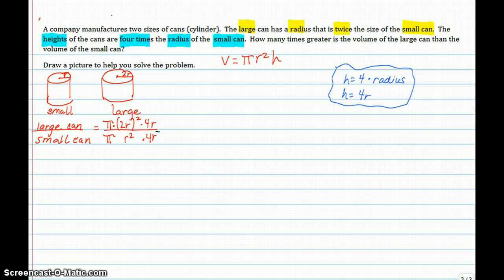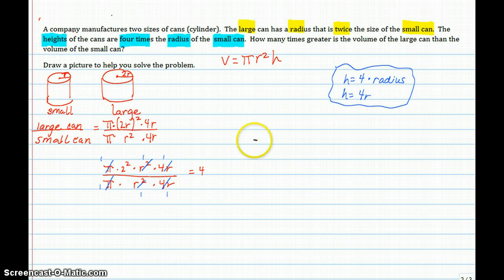Okay, we are going to actually use the power of a product property first. So I'm just going to bring down the pi. 2r squared is 2 times 2 squared times r squared times 4r. And then pi times r squared times 4r. Now you can see that pi divided by pi is 1. r squared divided by r squared is 1. 4r divided by 4r is 1. And so, because the heights were the same, all you're left with is 2 squared, which means it's going to equal 4. So now we need to write a sentence.